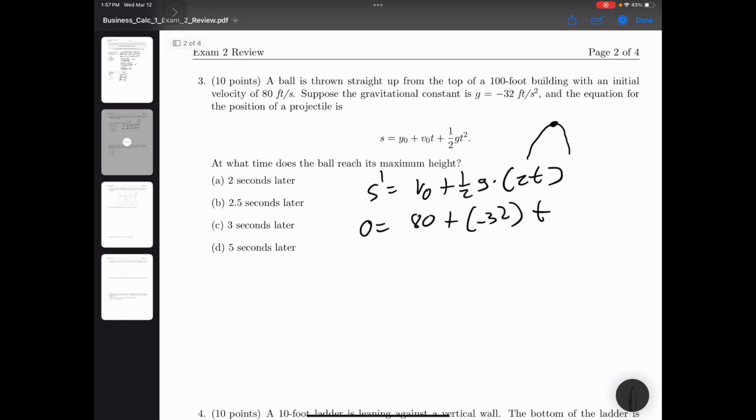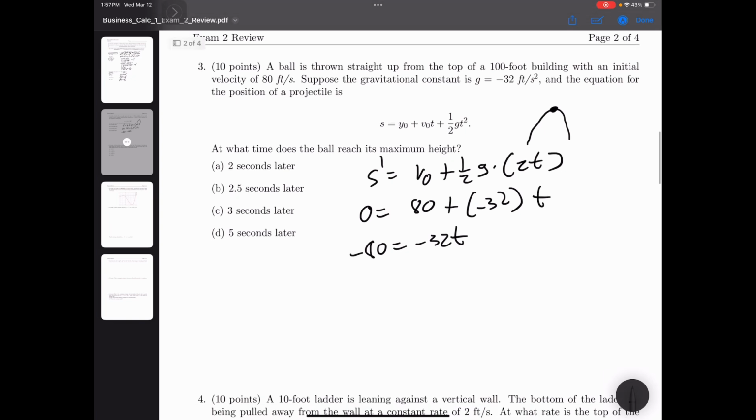So let's subtract 80 to the other side. We get negative 80 equals negative 32t. We'll divide by negative 32, and I get 80 over 32. Now 32 is 8 times 4, so 80 over 32 is equal to, I can divide by 8, that's an easy one, I can get 10 over 4. I can divide this by 2, and I get 5 halves. 5 halves is the same thing as 2.5. So we just get that it will take 2.5 seconds to reach our maximal height.